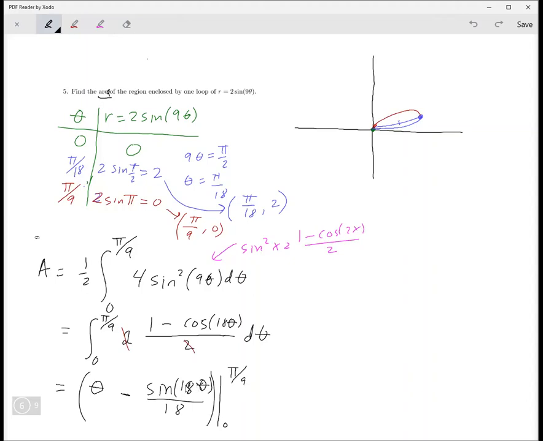Okay, if you put a pi over 9 in here, you're going to get sine of 2 pi. And if you put a 0, you're also going to get sine of 0, which is 0. So that's just going to be 0, and so then you end up with pi over 9. That's it. Because putting a pi over 9 here gives you pi over 9. Okay, any questions or comments about that?